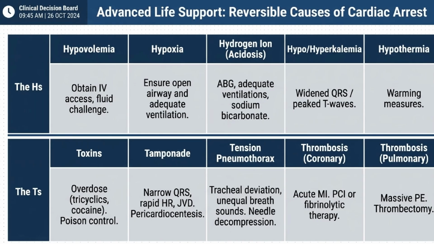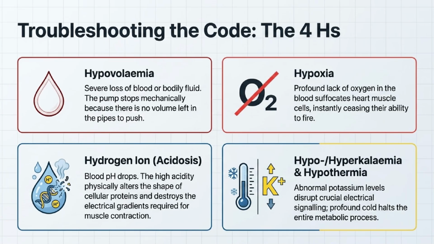We need to spend some time here because this really connects everything we've talked about. Let's look at the H's first. Hypovolemia is the first H. This means a severe loss of blood or bodily fluid. Simply put, the pump has stopped because there is no fluid left in the pipes to pump. Makes sense. Hypoxia is the second, a profound lack of oxygen reaching the tissues, causing the heart muscle cells to suffocate and cease firing.